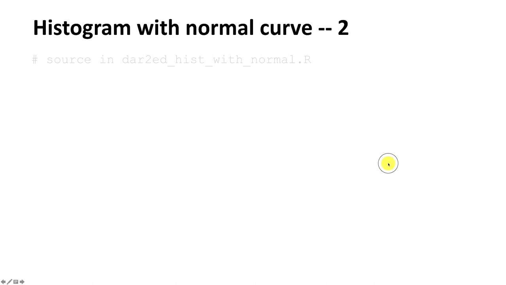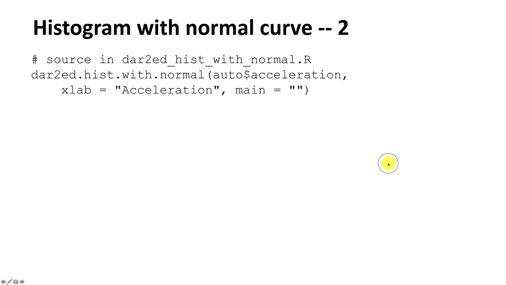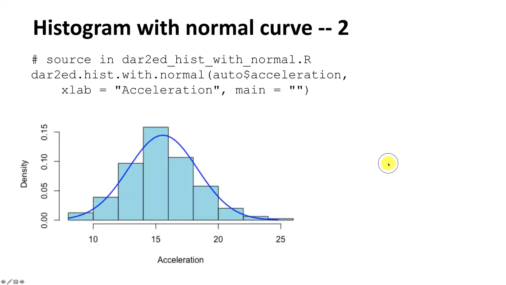Okay. Here's another example. And here, this looks more normally distributed. And notice that this plot shows the density, because obviously it's comparing with the normal distribution, so it has to show the density.